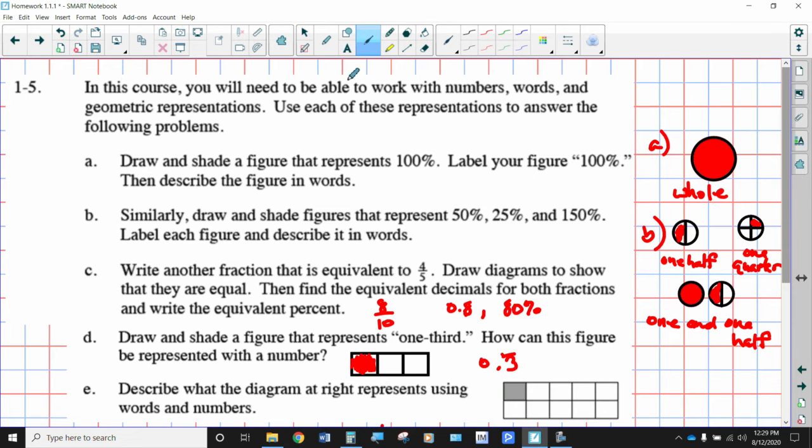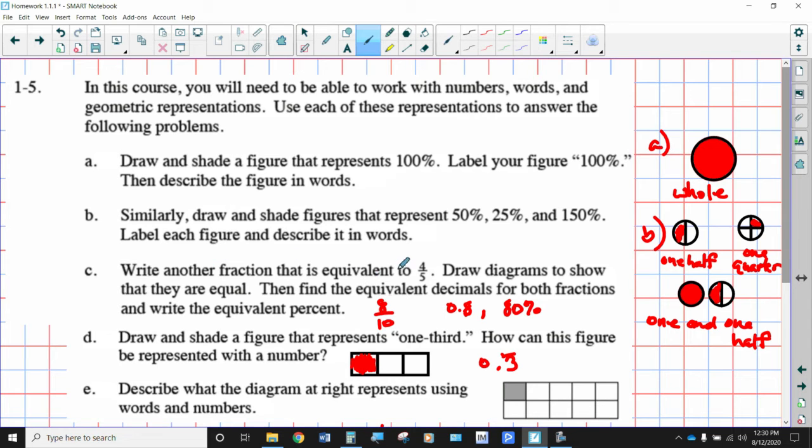Okay, in this course, you will need to work with numbers, words, and geometric representations. Use each of these representations to answer the following problems. So draw and shade a figure that's 100%, right? Whether you chose a rectangle, a square, anything, I chose a circle. When the entire thing is shaded in, that represents 100% of the circle. This should be half of the circle, 50%. This should be a quarter of the circle, 25%. And this would be 150% because it's one whole circle plus 50%, or half of another.